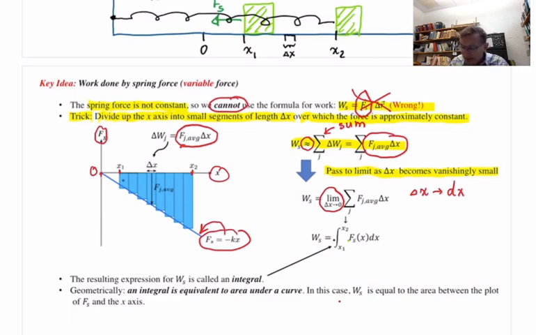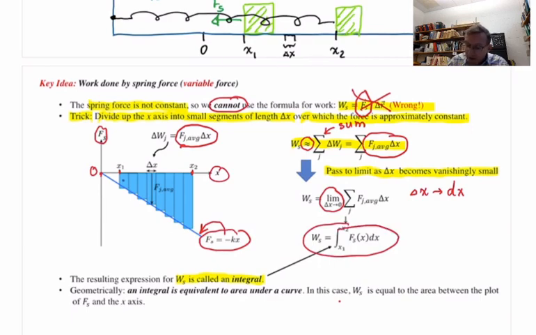And that process of taking that limit of the sum like that produces what's called, in calculus, an integral. And that's what this expression is right here. We now have what's called an integral for calculating the work done by the spring force.